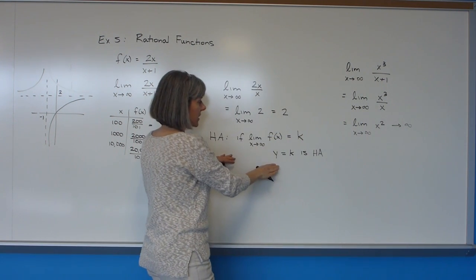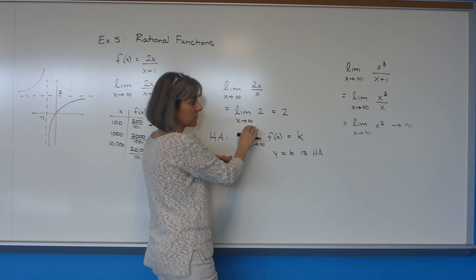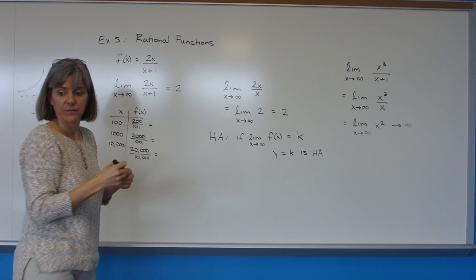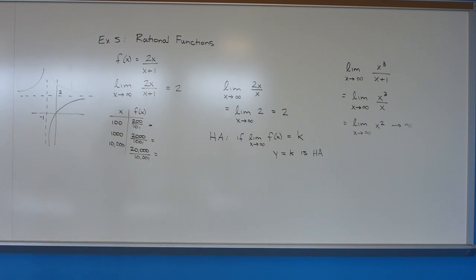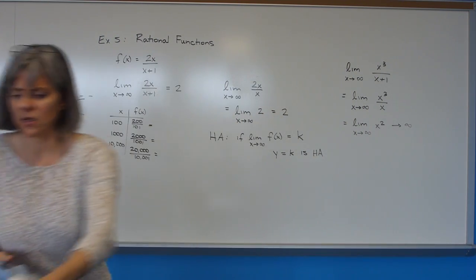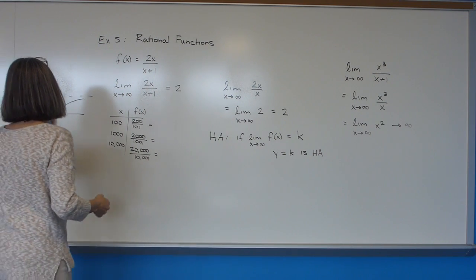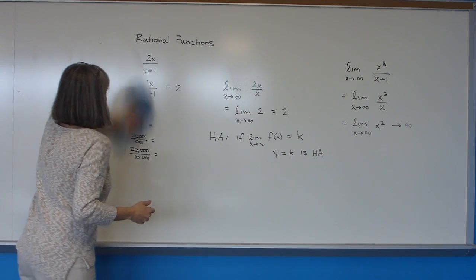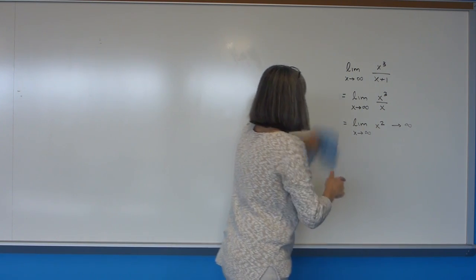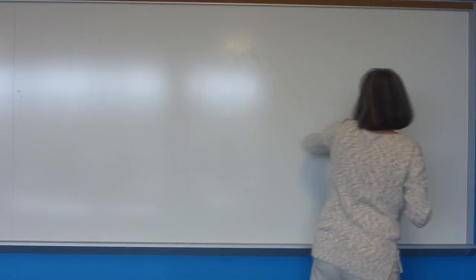So to have a horizontal asymptote, the limit as x approaches infinity of the original function must go to a finite value. Okay, so now let's take a look at several examples. And before we do that, let's take a look at all the steps we need to take to evaluate limits. I'm going to write them over here so we can refer to them.